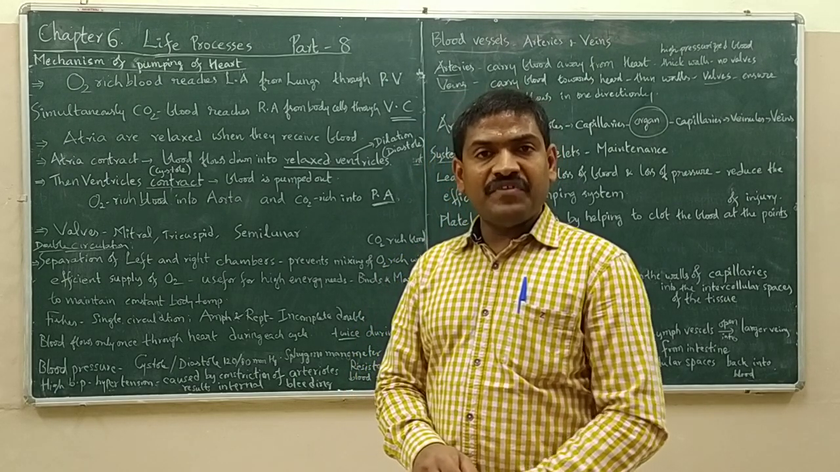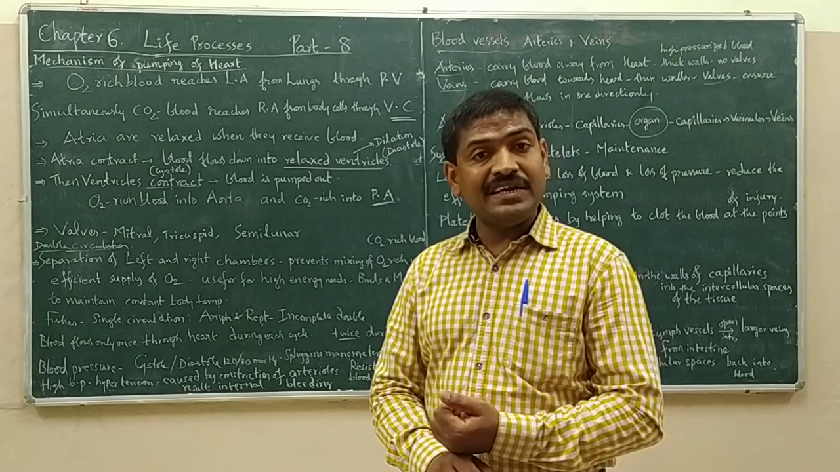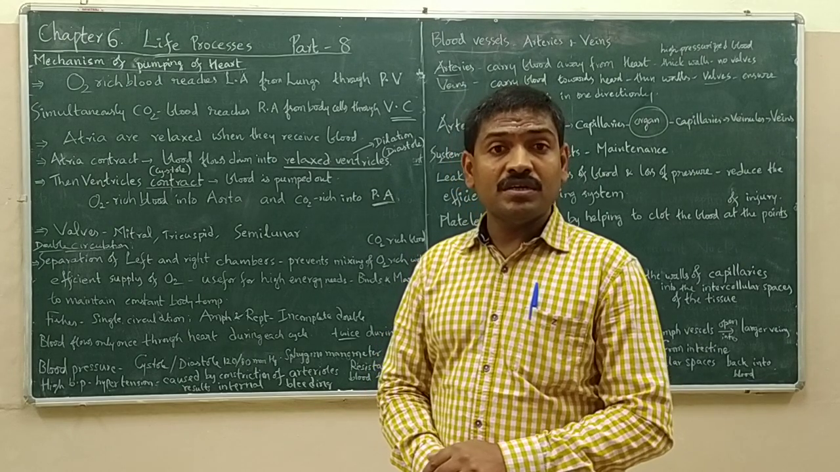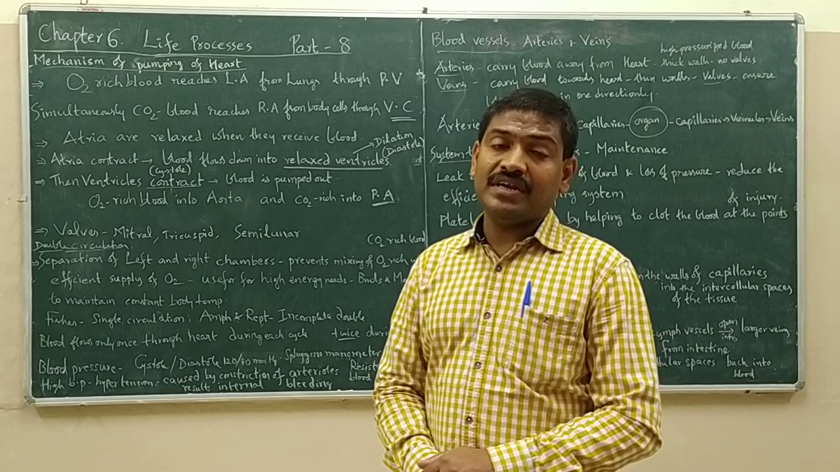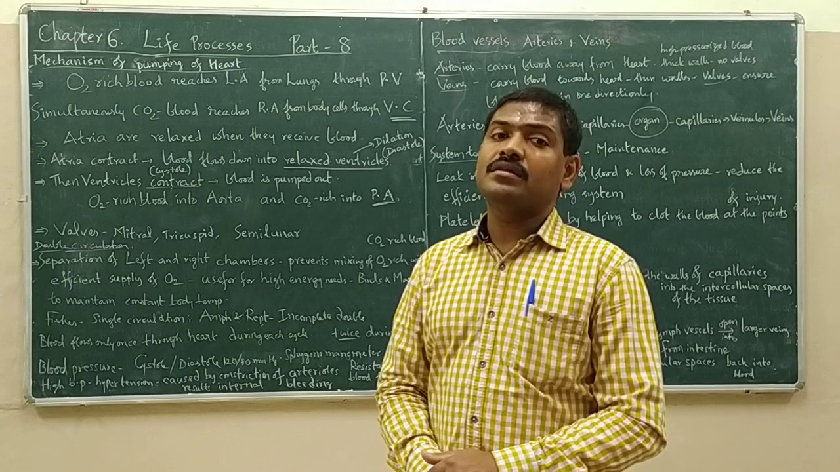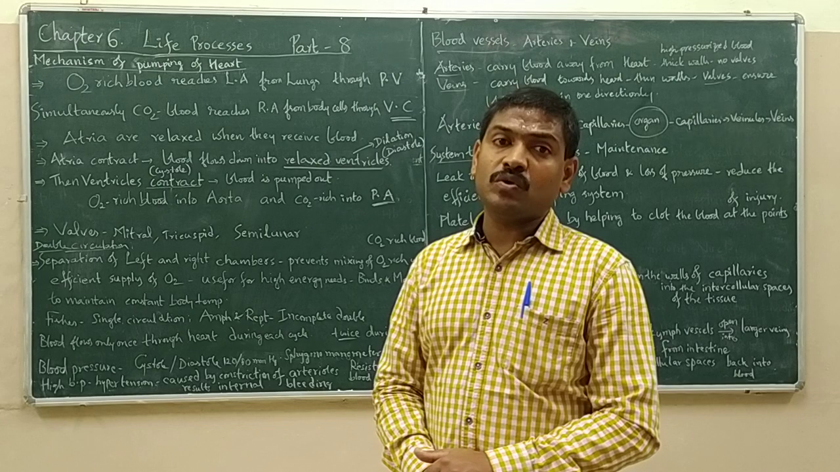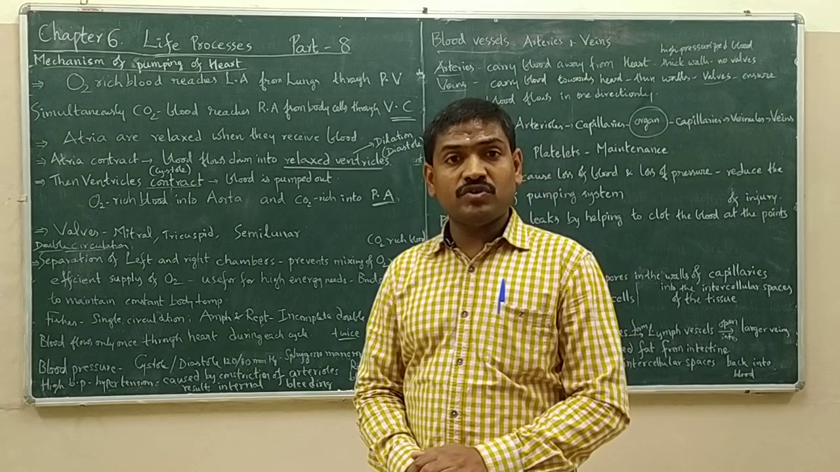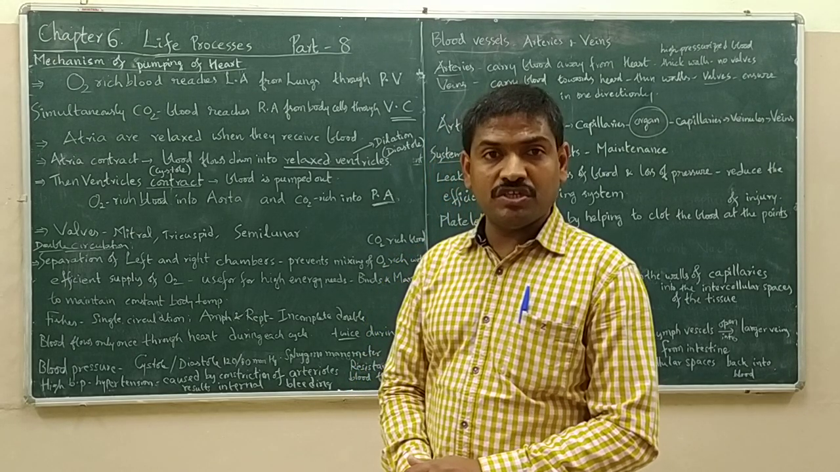When the ventricles are relaxed while they are receiving the blood from the atria, the pressure of the ventricular walls is known as diastolic pressure, which should normally be 80 mmHg.